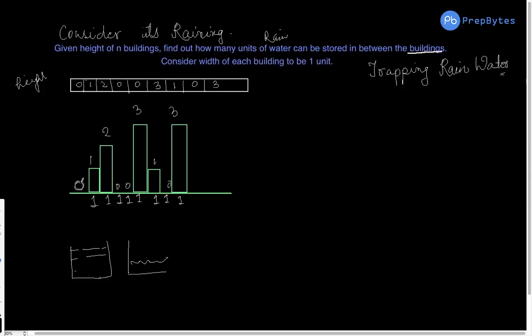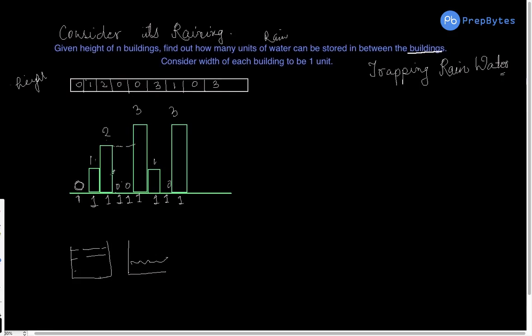Starting from here, let's try to see how many units of water are stored. Here we cannot store any water because this building is height 0 and there is nothing on the left to stop the flow of water. Same is the case here. Now we come here. Same is the case here. We cannot store any water. Now we come here. So we have two buildings of height 0. We can store water till here. After that, obviously it will flow out.